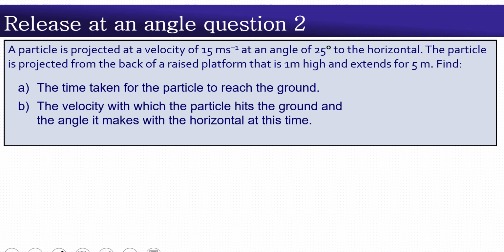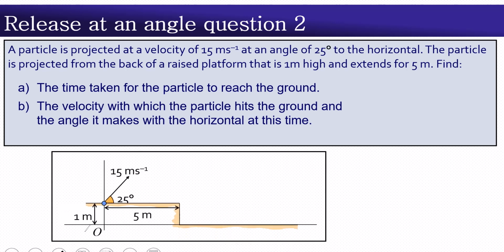The next question says, a particle is projected at a velocity of 15 meters per second at an angle of 25 degrees to the horizontal. The particle is projected from the back of a raised platform that is 1 meter high and extends for 5 meters. Find the time taken for the particle to reach the ground. And then part B, the velocity with which the particle hits the ground and the angle it makes with the horizontal at this time. So let's look at the particle motion.